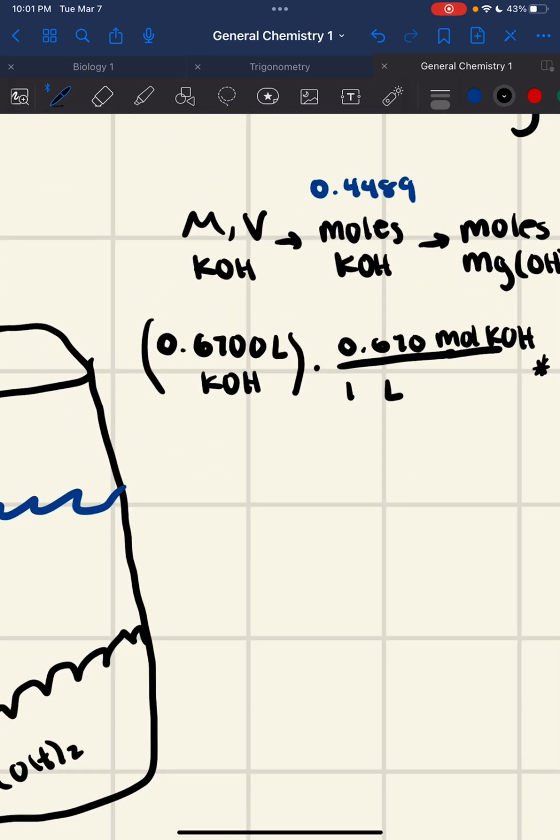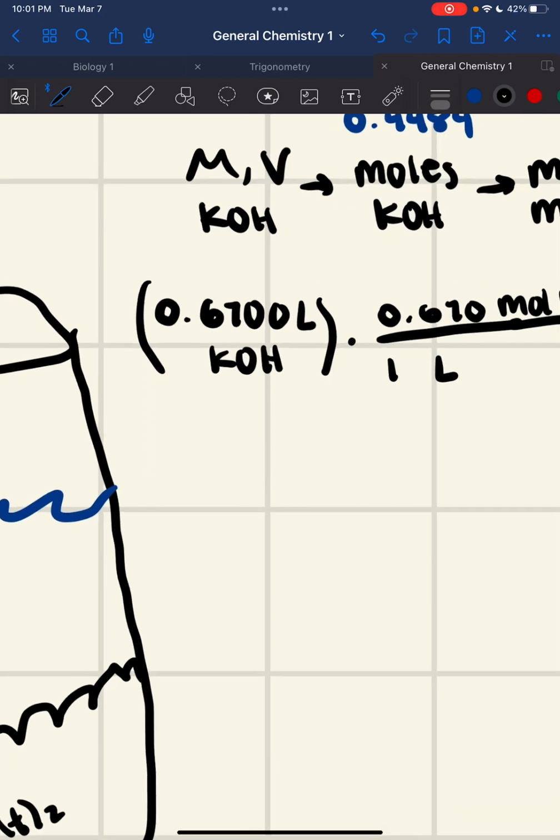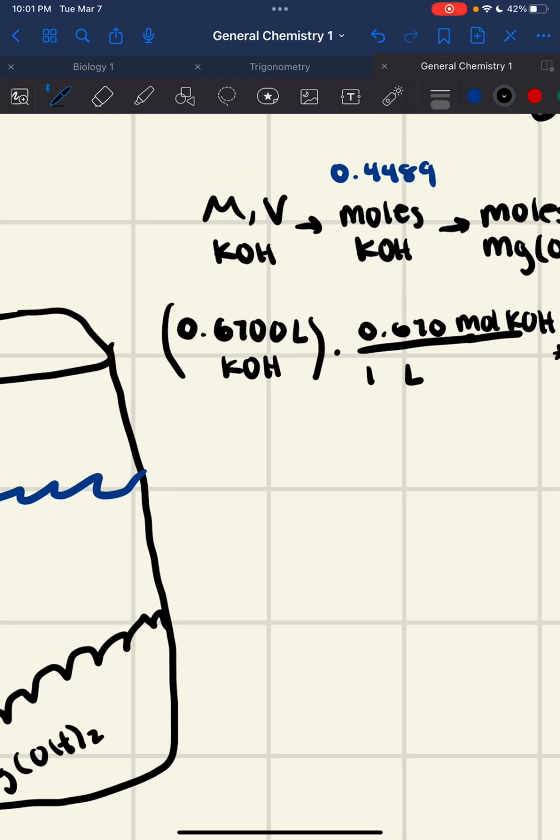Moving on, this problem is pretty straightforward considering your numbers are not too different for both substances. So next we are going to be doing the same thing, but for the magnesium nitrate, how much it makes of the magnesium hydroxide.